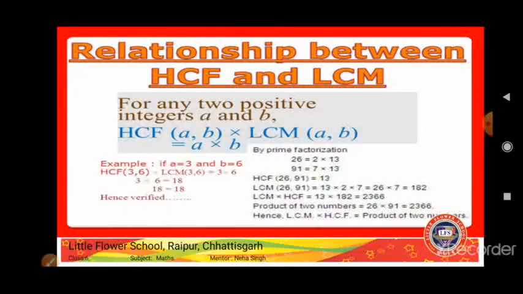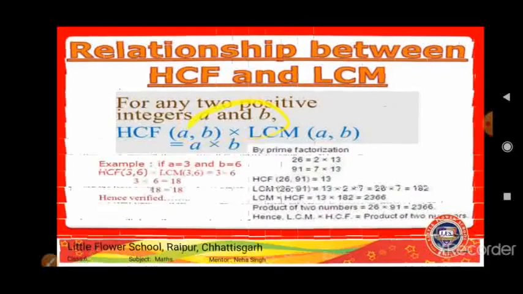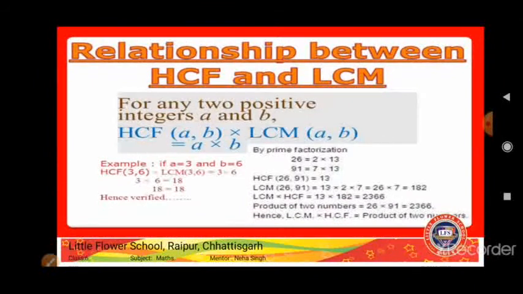See, the relationship between HCF and LCM: if the numbers are A and B, any numbers A and B, what will happen? The product of the numbers, that is the product of A and B, will be equal to the product of HCF and LCM. Means we can write it as: product of two numbers equals HCF into LCM. This is the relationship between the HCF and LCM. Whichever numbers we are finding the HCF and LCM of, the product of the numbers will be equal to the product of the HCF and LCM.